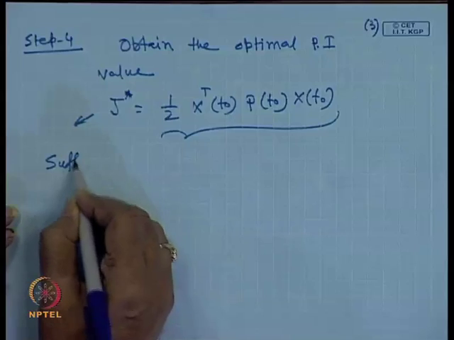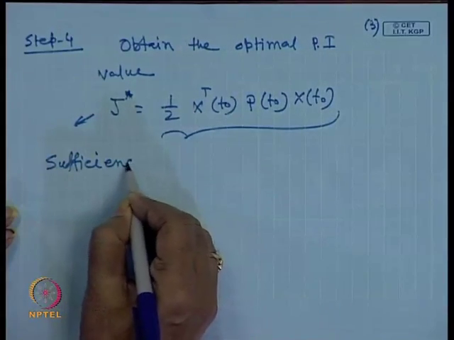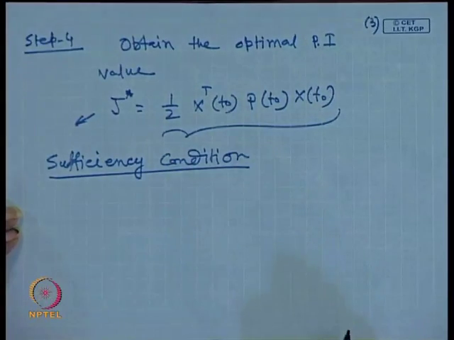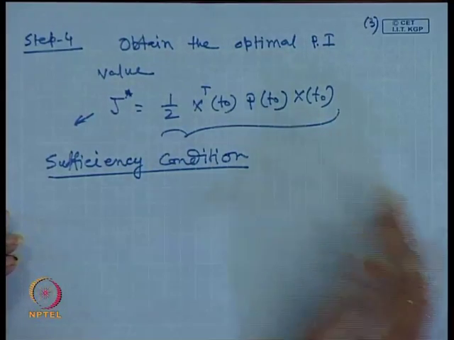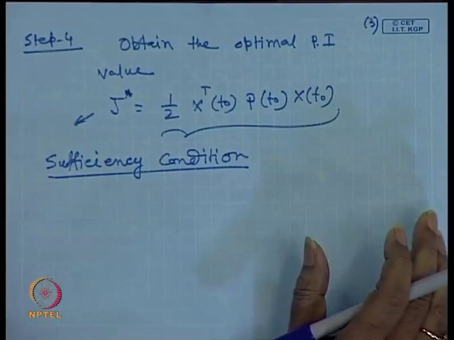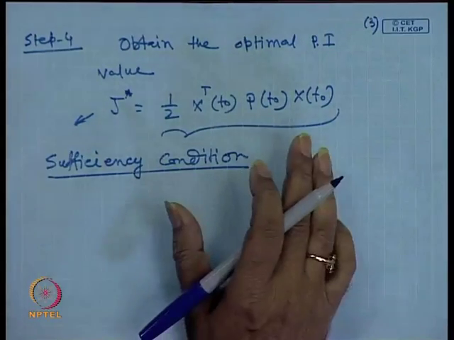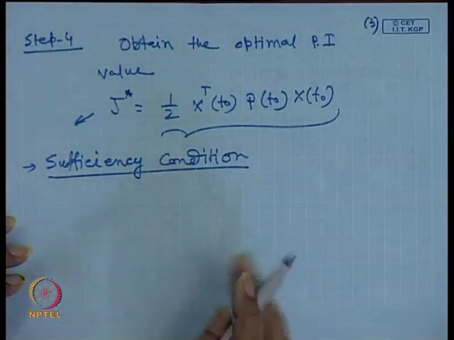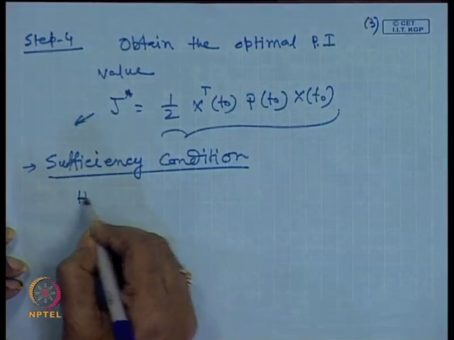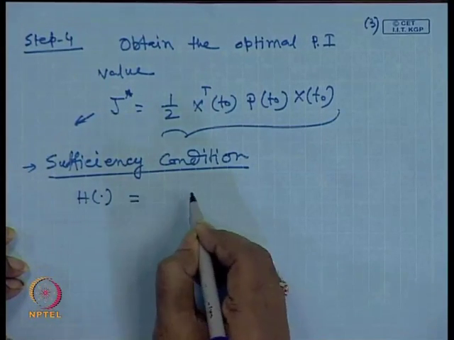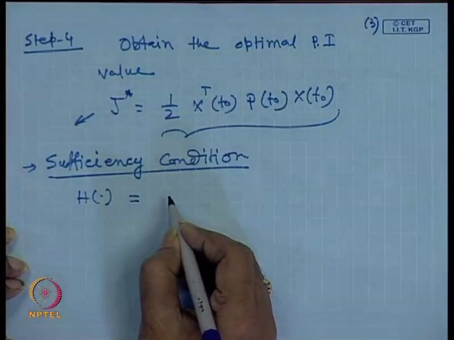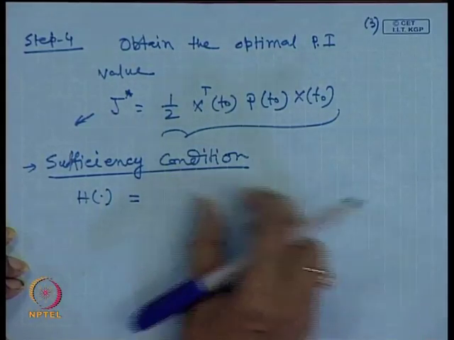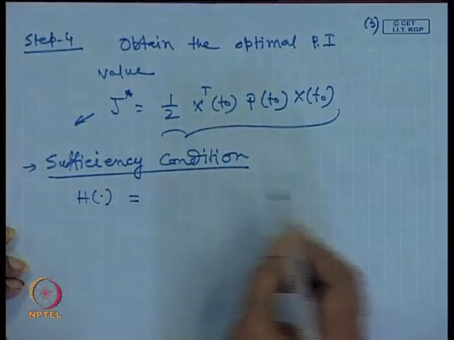Sufficiency condition for the optimality. To check the optimality means to check whether the objective function is optimized in the sense of being maximized or minimized. To check that, we consider the sufficient condition. If you recollect, our Hamiltonian is formed from the system matrix knowledge and also the performance index, state weighting matrices and input weighting matrix expressions.